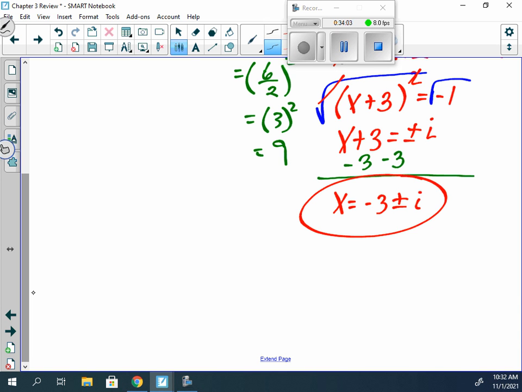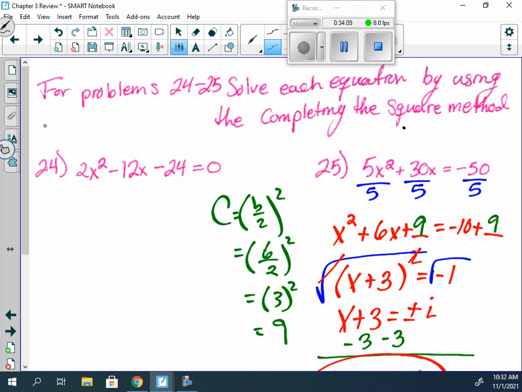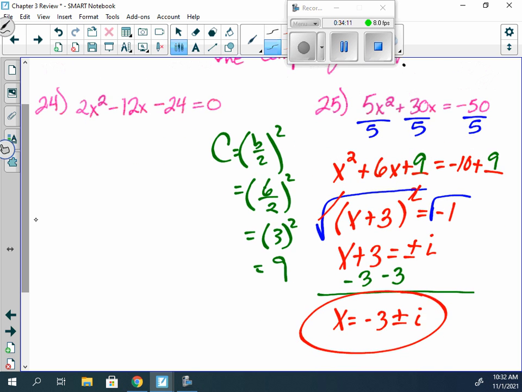Because if you want to look at 24? Yeah, let's look at 24. 2x squared minus 12x minus 24. Was everybody finished with writing down 25? Yes? Okay.